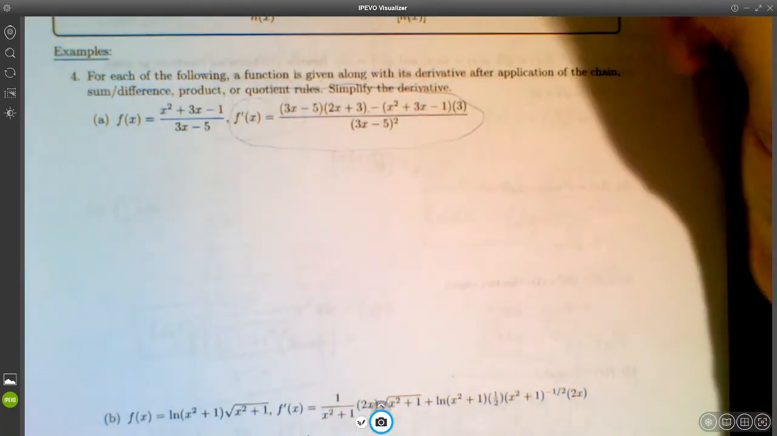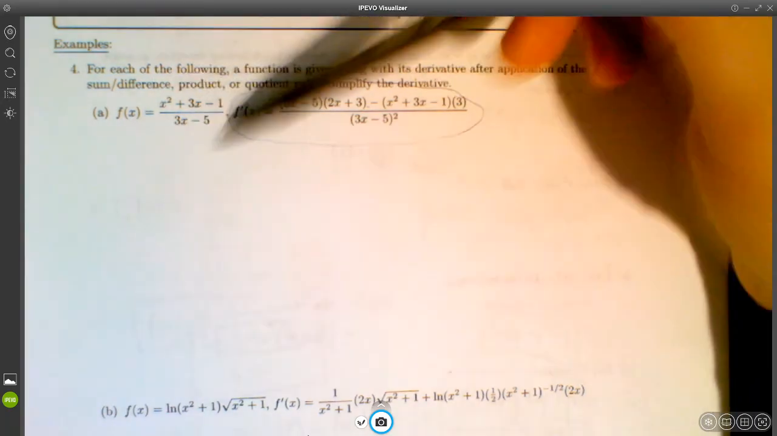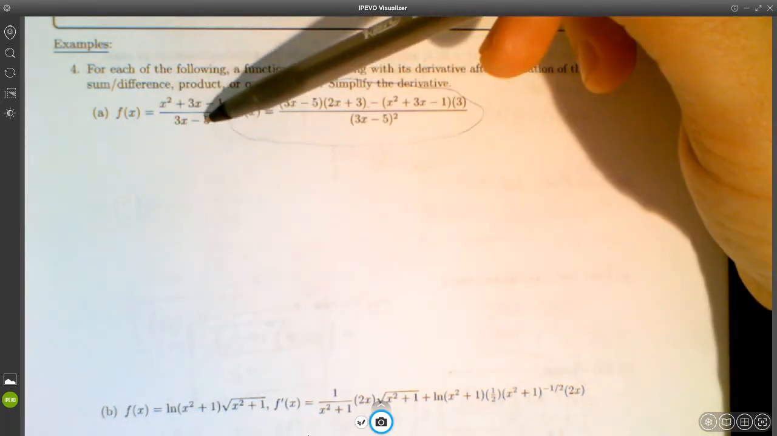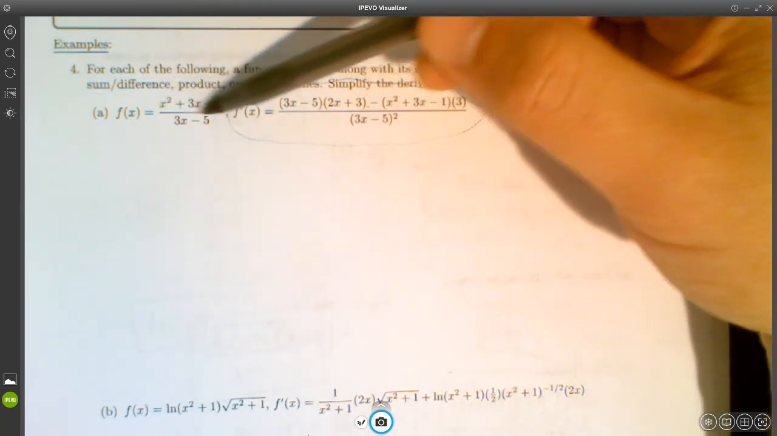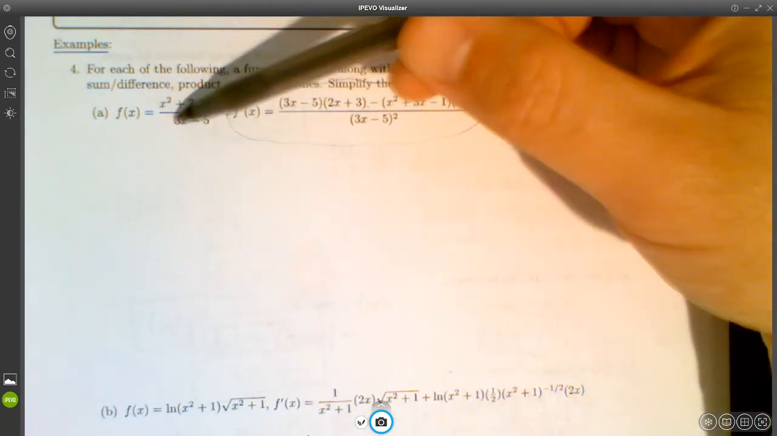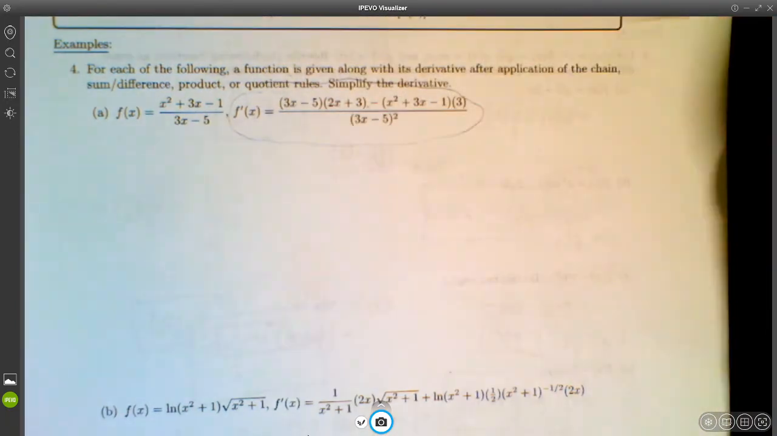But I just wanted to show you what kinds of things you get when you apply the rules. In this case, we would be applying the quotient rule. We would be thinking of this as some function divided by some other function. And when you apply the quotient rule, you get this big nasty thing. So let's practice simplifying it.